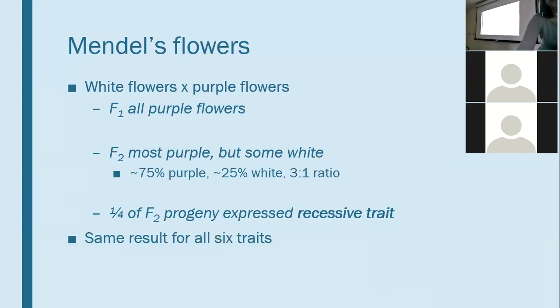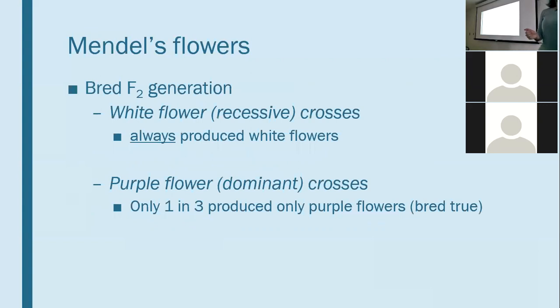Same for all 6 traits. All right, so he looked at this F2 generation. We've got F2, 75% were purple, a quarter of them are white. If he bred the white ones with white ones, those that had the recessive trait, they were true breeding for white. You only got white flowers out of white flower plants if you bred them together.